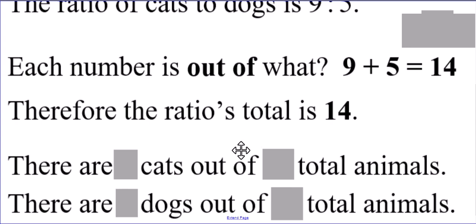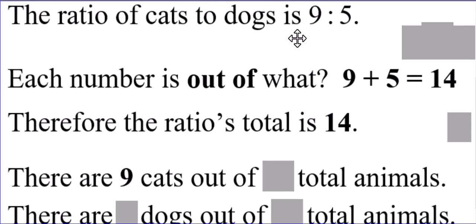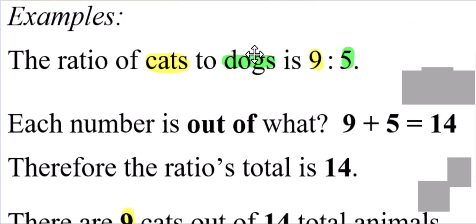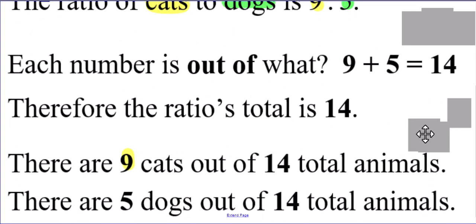What does that really mean? That means, remember how there were 9 cats? In fact, I should probably go ahead and highlight this. The first number correlates to the first word from the ratio, and the second word from the ratio, dogs, is the second number. So down here, we are talking about 9 cats out of 14 total animals. And I think this is already typed up for you. My apologies for not already saying that. And then for dogs, we know that there were 5 dogs. We talked about that up here out of, again, 14 total animals.